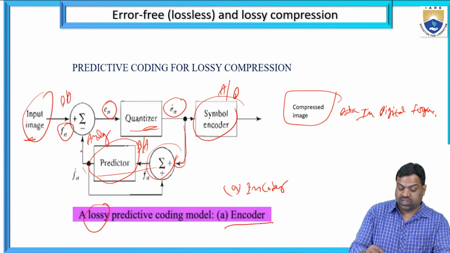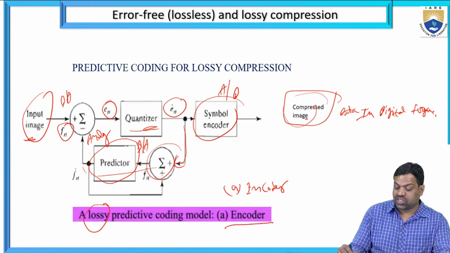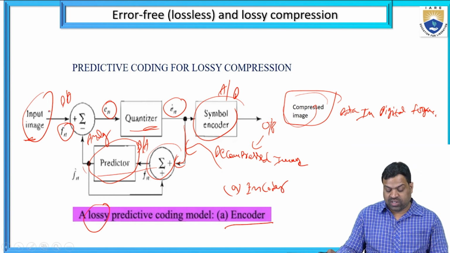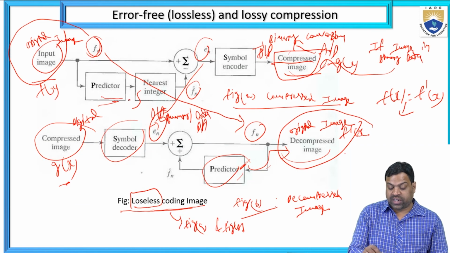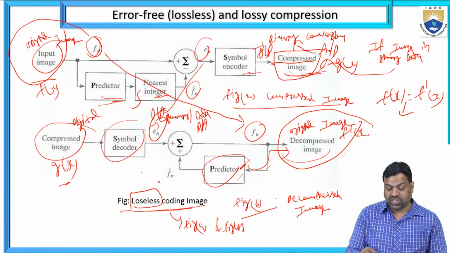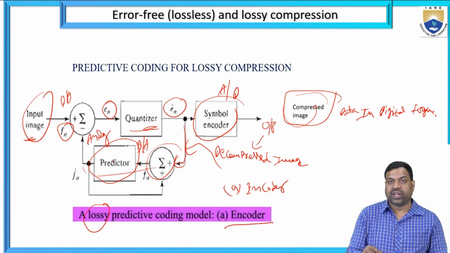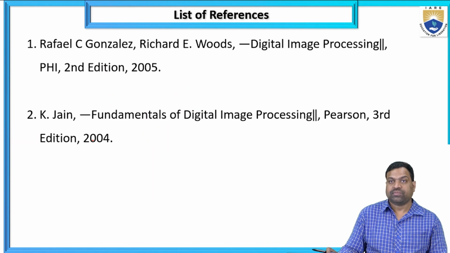Again, input image. But what does compressed image mean here? So compressed is the output image. But I need a decompressed one. So if I am going for the decompressed image, again you go through the symbol decoder, predictor like this. So it is a lossy predictor. In the lossless predictor, nearest integer, symbol encoder, compressed image, symbol decoder, predictor, decompressed. But in the lossy image encoder, quantizer, symbol encoder, compressed image. But here I am going to the summation, predictor and output image.